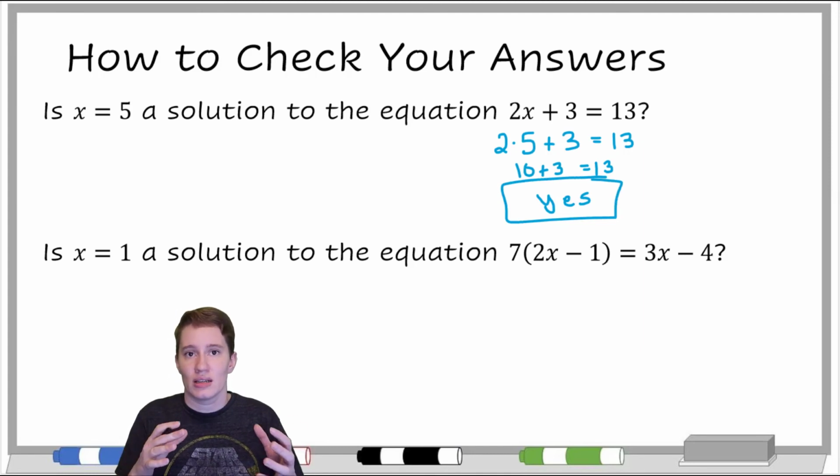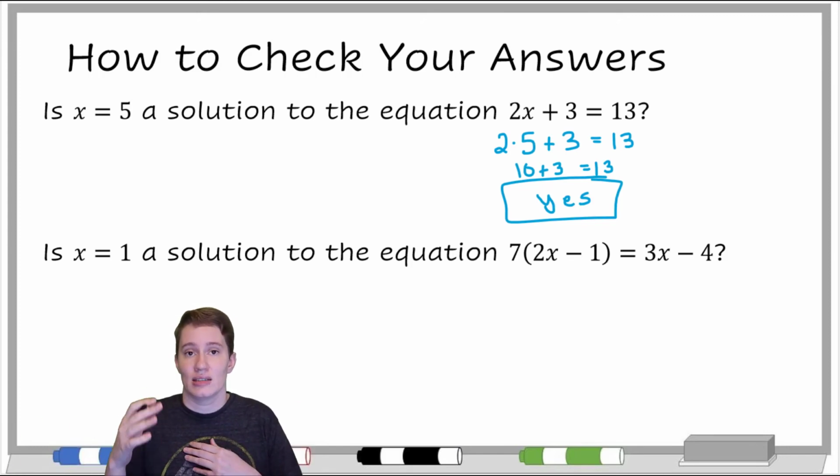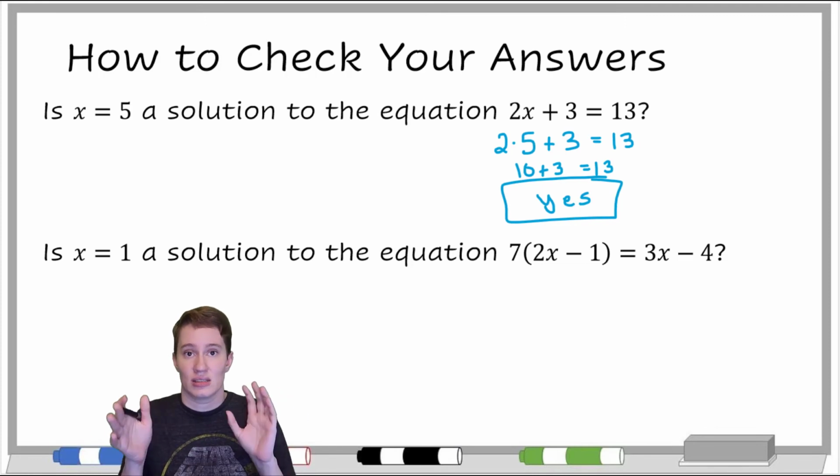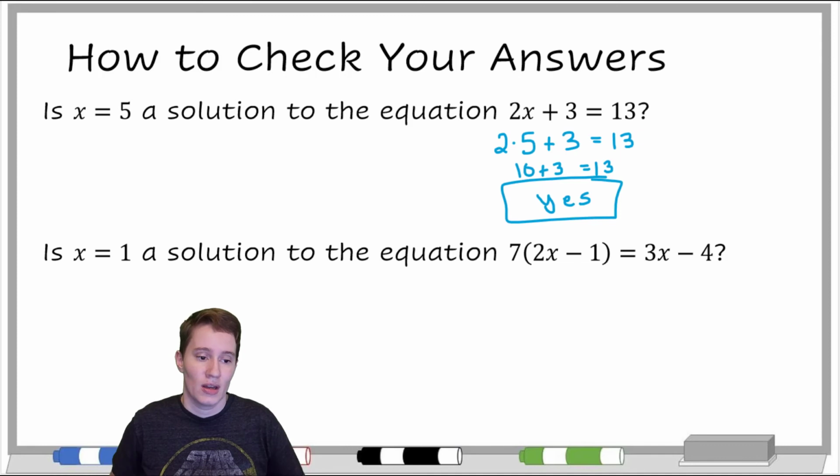If we work it out and it's not something that gives us an equality, then that would mean that is not an answer. So if you do solve an equation and decide to check it and what you get doesn't work out, you need to go back and see if you can find your mistake.